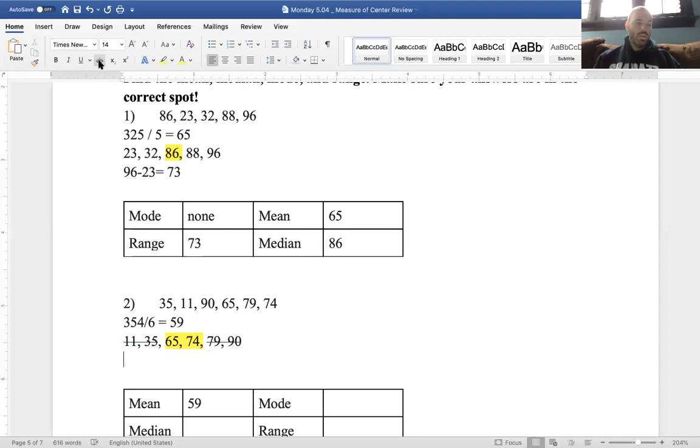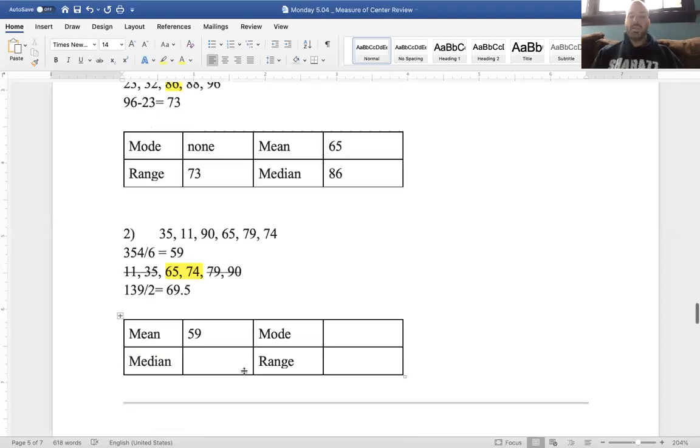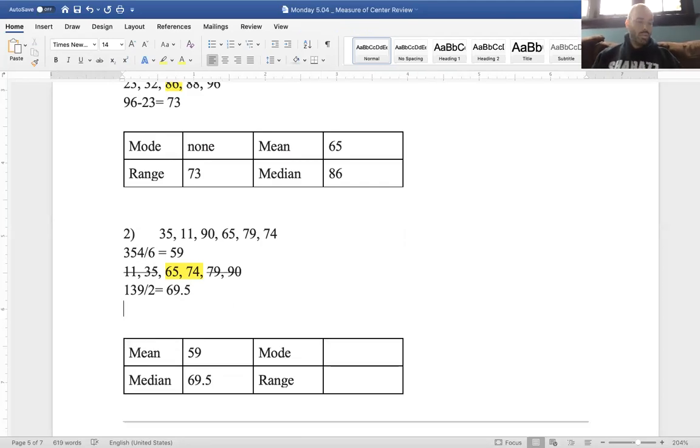So first thing I did was add them both up and I got 139. Now it's just two numbers that I added up, so I'm going to divide 139 by 2 to get an answer of 69.5. That's my median because that's the middle point of 65 and 74. So for my median, I put 69.5. Mode, which number occurs the most? None of them occur more than once, so I'm going to put none. And then range, I'm taking my biggest number, 90, subtracting my smallest number, 11, to get a range of 79.